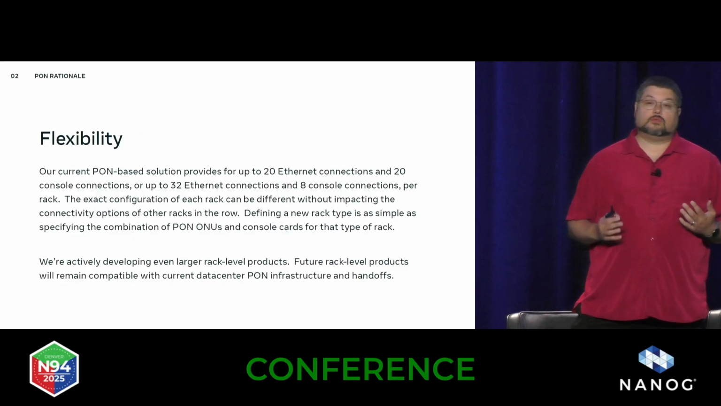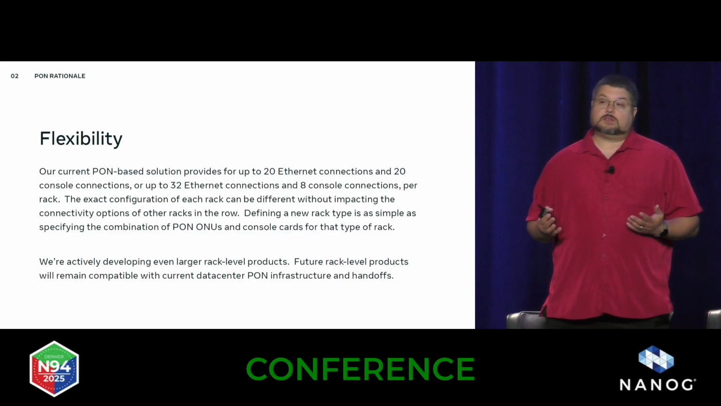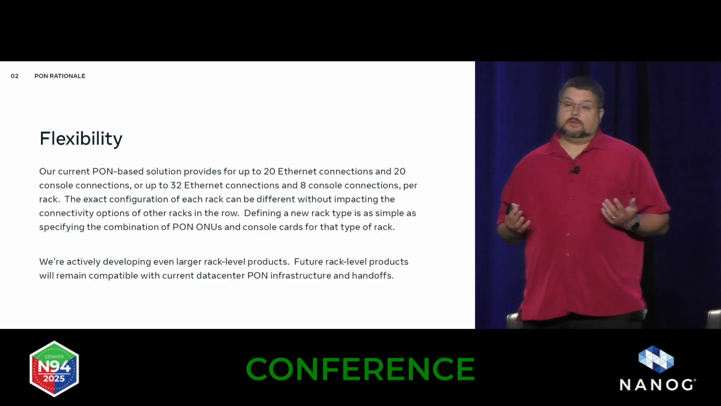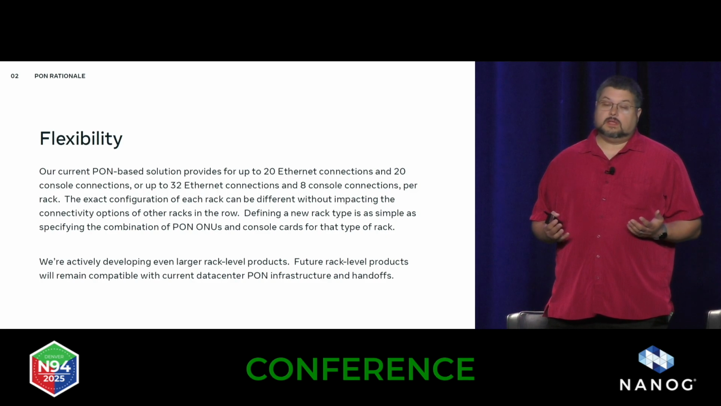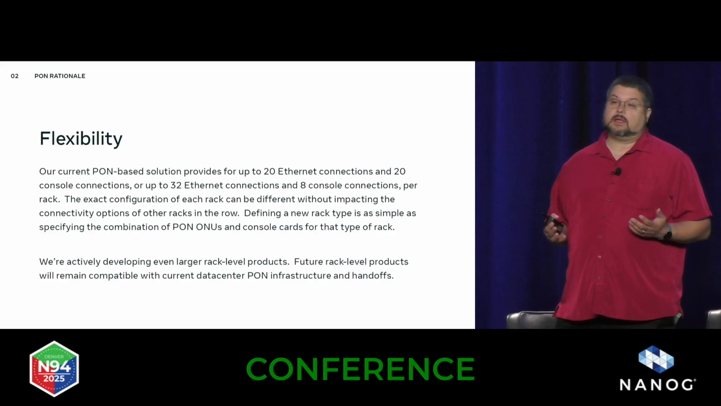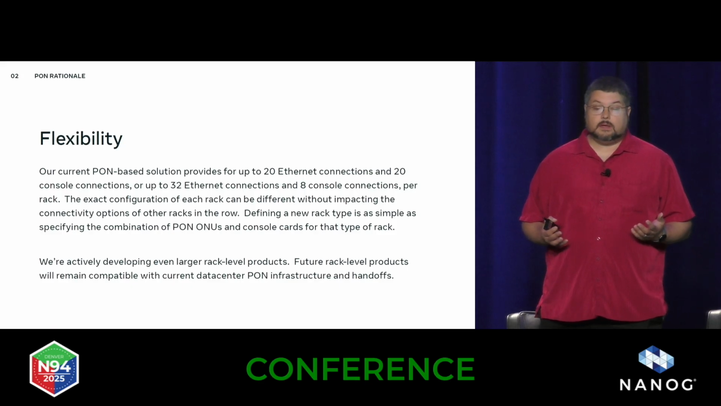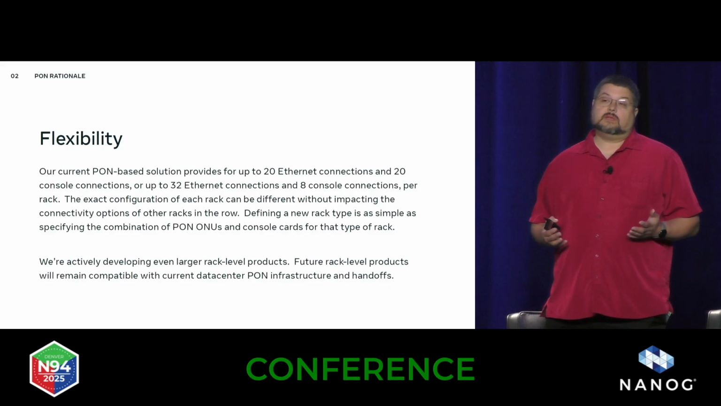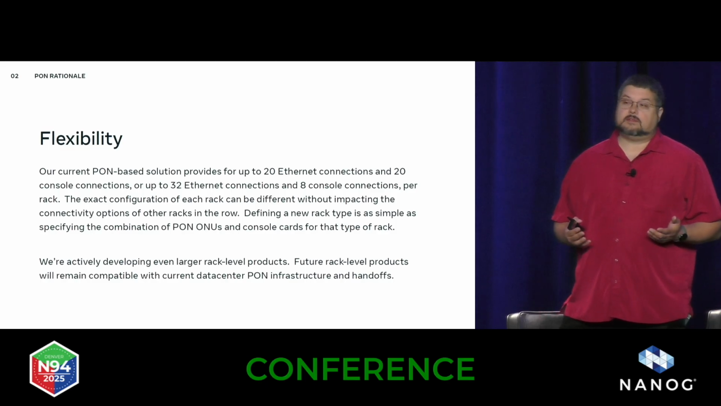First, it gives us great flexibility. As I mentioned, we have a lot of new racks coming into our data centers. With our current PON solution, we can deliver 40 copper drops to each rack in some mix of Ethernet and console. Now, we can vary that mix, and we can vary the number of drops within that limit using our existing rack equipment today without any change to the data center's topology.